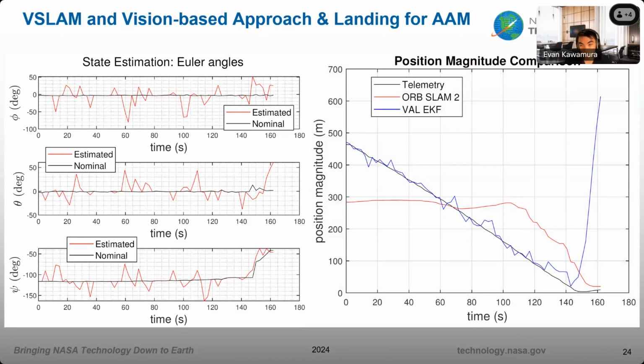We also compared the Pixhawk, the flight controller of the drone, with the GPS telemetry data as ground truth against ORB-SLAM 2, which is a vision SLAM algorithm, and then our VALVE system. So ORB-SLAM 2 kind of matches well at the end, but then our VALVE system matches everywhere else generally, because we lose features at the end during landing, and that's why it diverges at the end there.